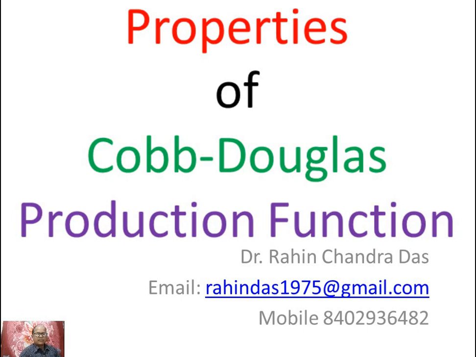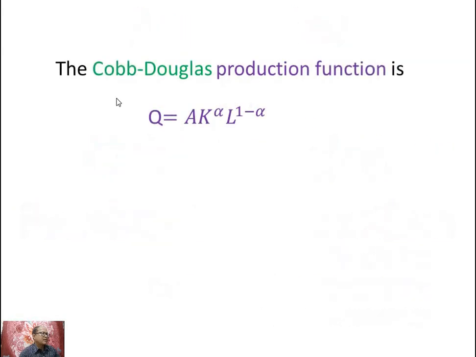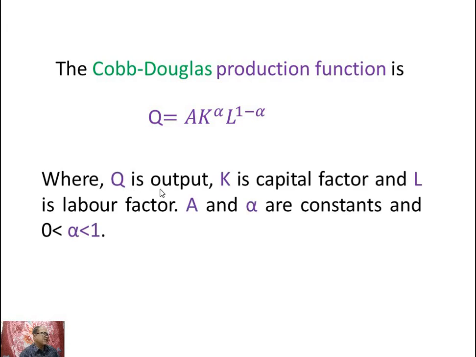Hello viewers, in this presentation we explain the properties of Cobb-Douglas production function. The Cobb-Douglas production function is Q = A K^α L^(1−α), where Q is output, K is capital factor and L is labor factor. A and α are constants and α lies between 0 and 1.